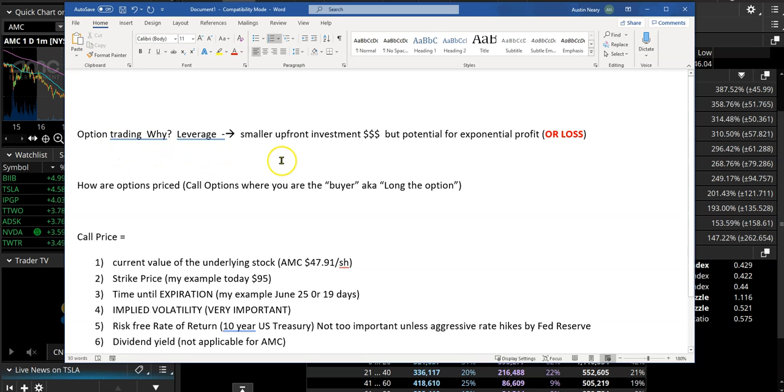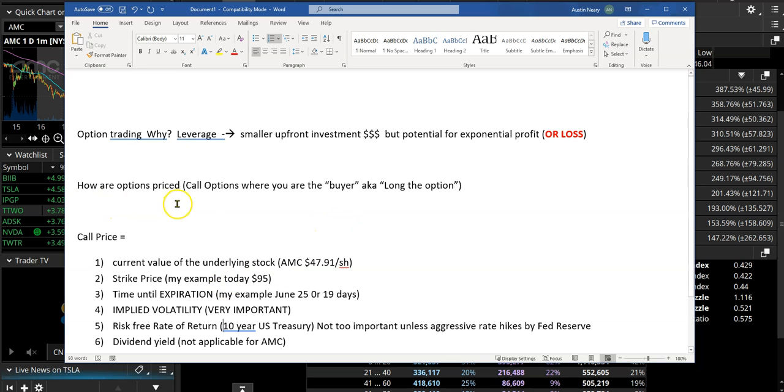So option trading, why do you do it? Because of leverage, which means smaller upfront dollars, but potential for exponential profit. In your case, you lucked out, or a huge loss. All right, so just watch, a huge loss as well. And we'll go through why you're so successful now, and why, if it flattens out, this could happen. So just be careful.